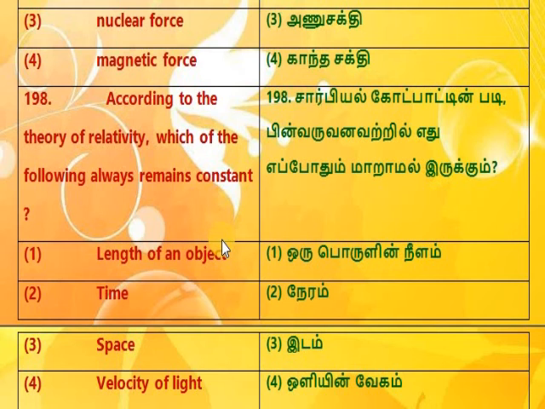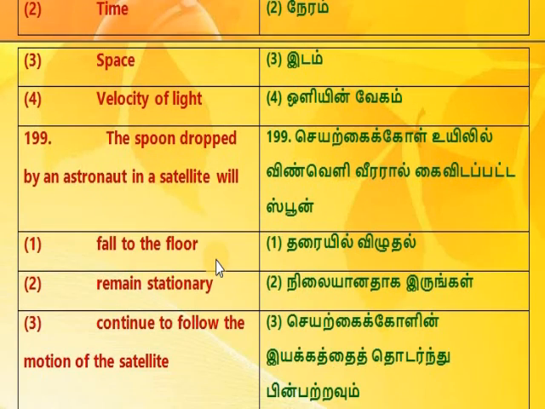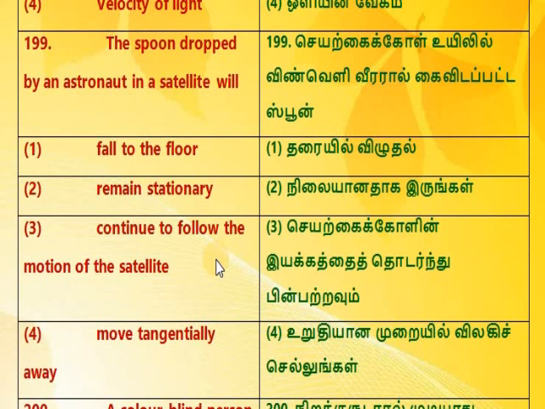198. According to the theory of relativity, which of the following always remains constant? 1. Length of an object. 2. Time. 3. Space. 4. Velocity of light.